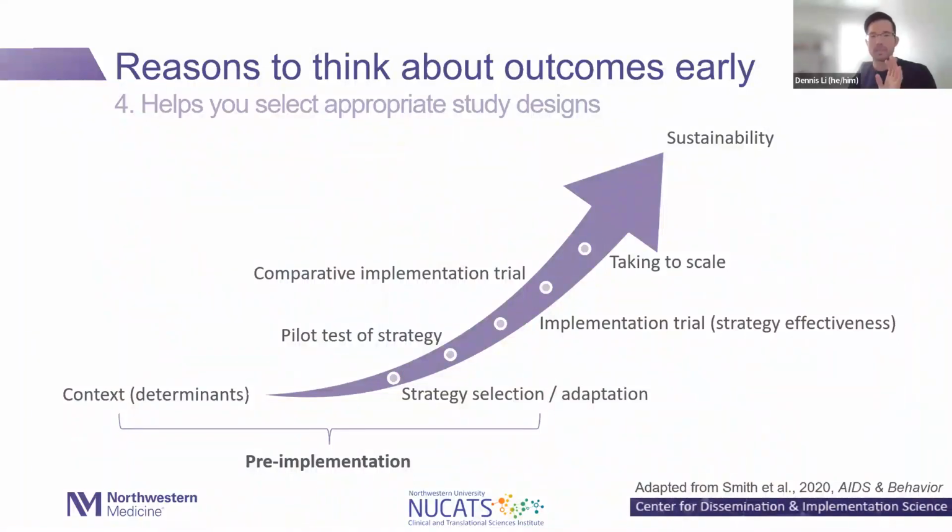We kind of talked about this with hybrids already, but thinking about outcomes early helps you select the appropriate study design for your research. If your focus really is on taking something to scale, and thinking about the outcomes that are related to that, that's probably going to mean a qualitative study is not the most appropriate design for that. So keeping in mind where your targets are will get you to pick the appropriate methods.